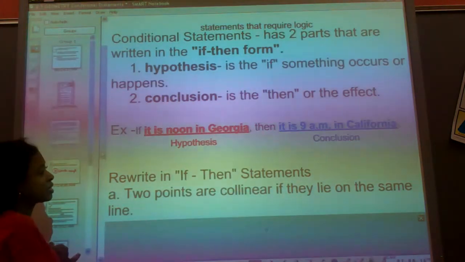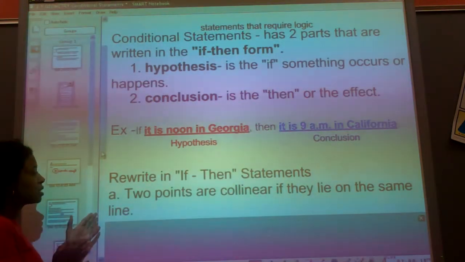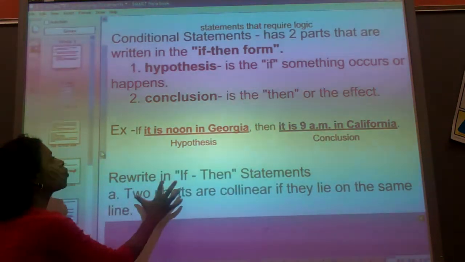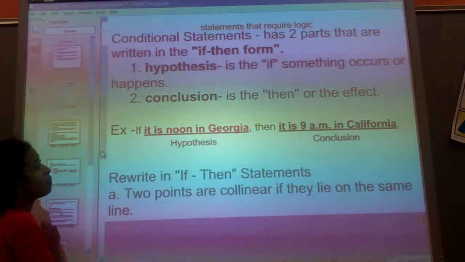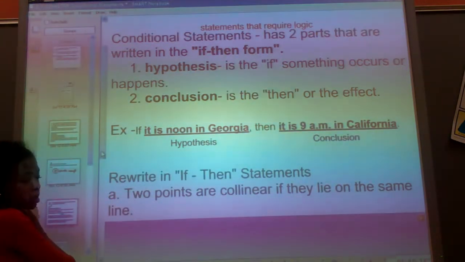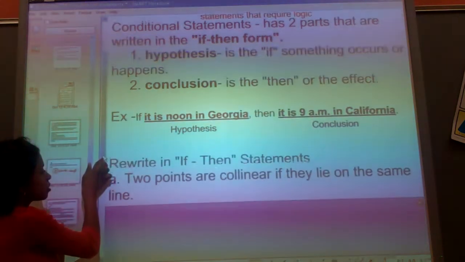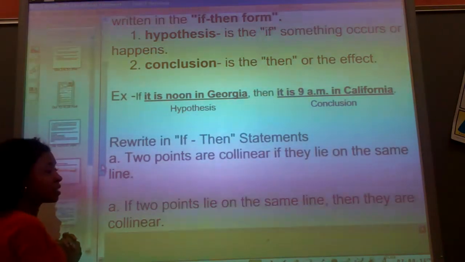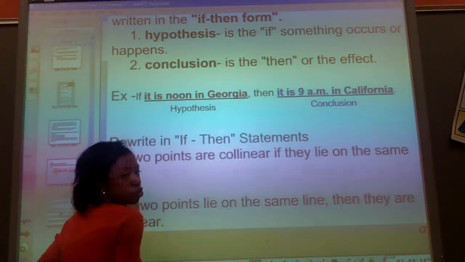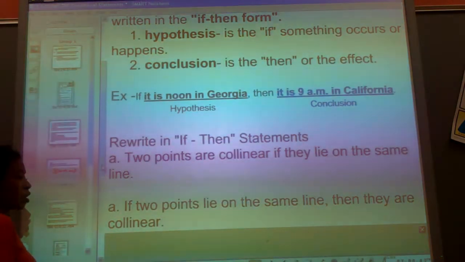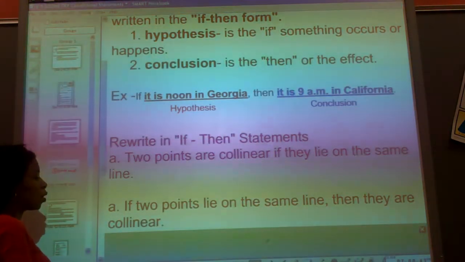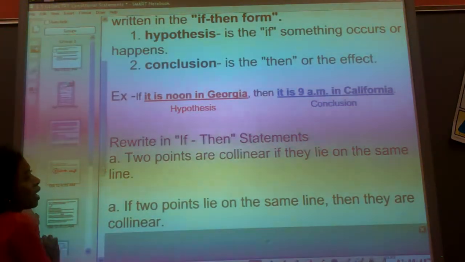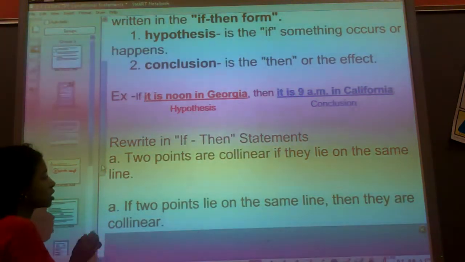We rewrite if-then statements. Here we go. We have this example. Two points are collinear if they lie on the same line. How will we rewrite this in the conditional statement format? You can take a pause and try that if you like. Otherwise, here's the answer. If two points lie on the same line, comma, then they are collinear. And again, you should remember collinear from chapter 1, points that are on the same line. Okay, so there's the example, and now we write it in the if-then statement or as a conditional statement.